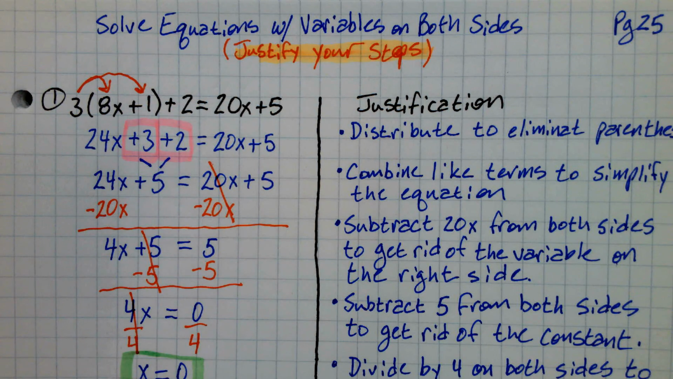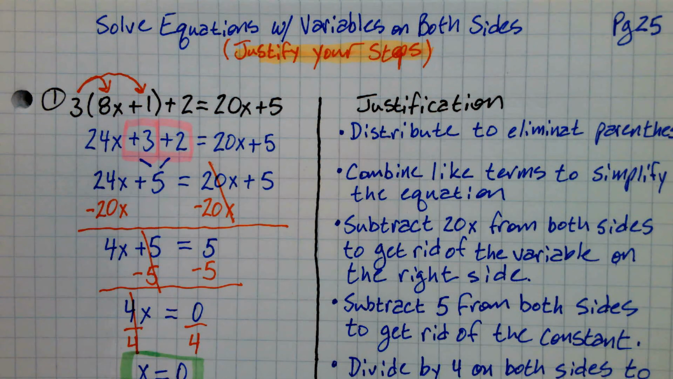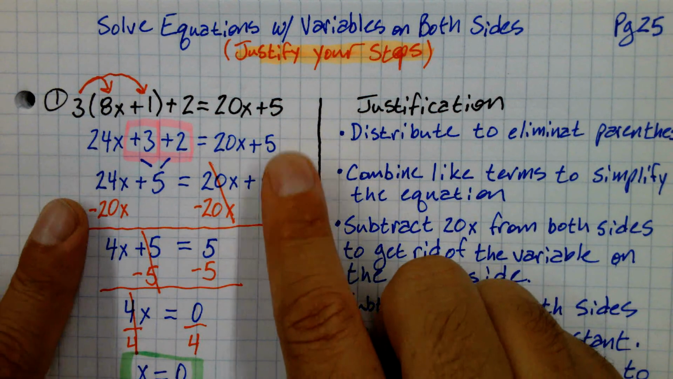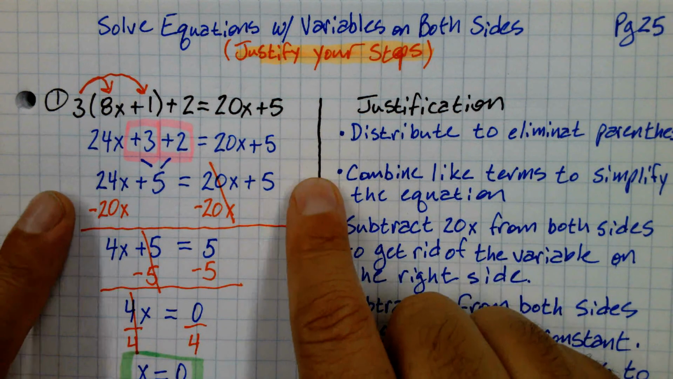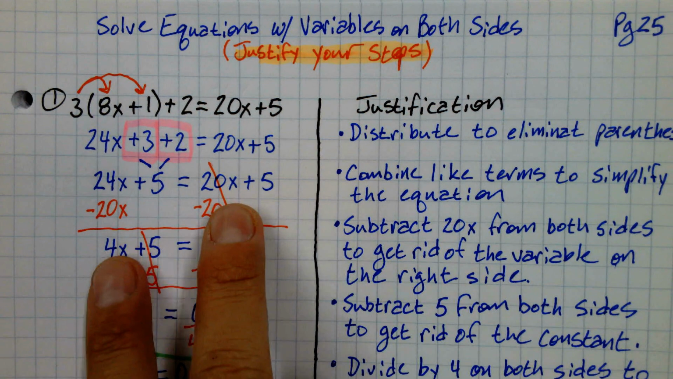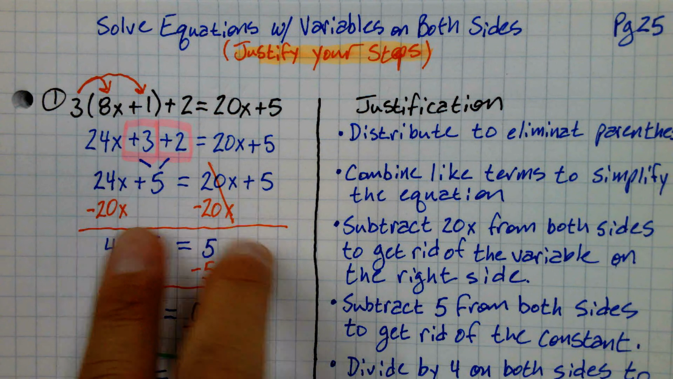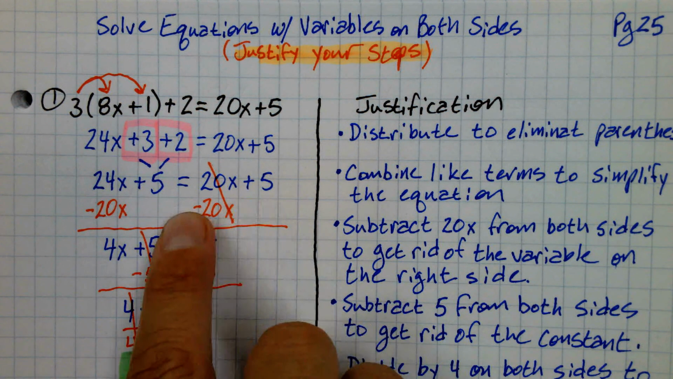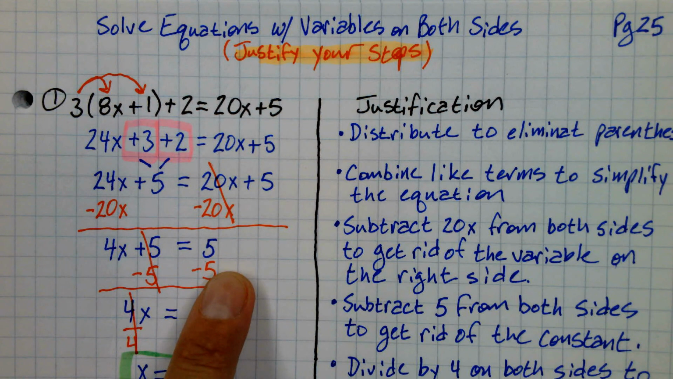Okay, so yesterday, this is what we did. We solved equations with variables on both sides, and we explained our steps. Normally we distributed, combined like terms, and when we got to the step where we had variables on both sides of the equal sign, we usually got rid of the one on the right-hand side. And then we would end up with a two-step equation.